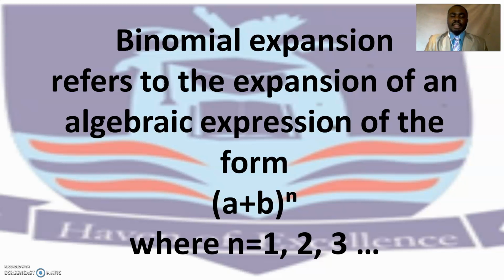Now when we have a binomial expression raised to the power of n, where n can be either 1, 2, or 3, it is still a binomial. To expand this binomial, we can use several methods, and this is known as binomial expansion because it follows a specific rule. And one of the methods which we can use in expanding this binomial is the Pascal triangle.